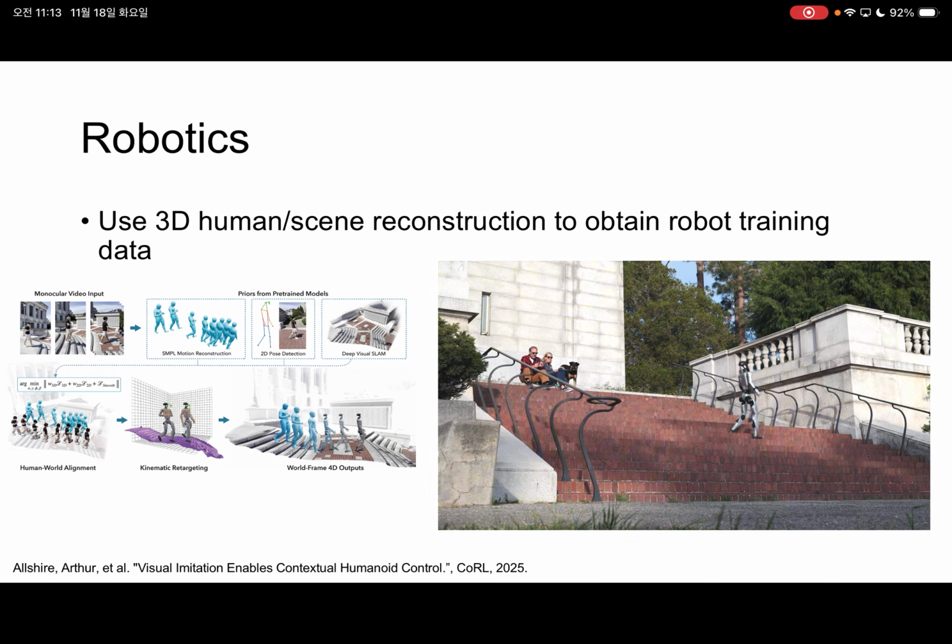We have a camera, and then humans do something like walk on the street, and then we capture, and then we reconstruct all the human motion and 3D scene, and then based on this reconstructed human motion and 3D scene, we can supervise robots how to behave in this environment. On this stair, you need to walk upward, or in some environment you need to do something, based on the reconstructed human and 3D scene, right? So we can use this kind of 3D reconstruction to obtain robot training data.